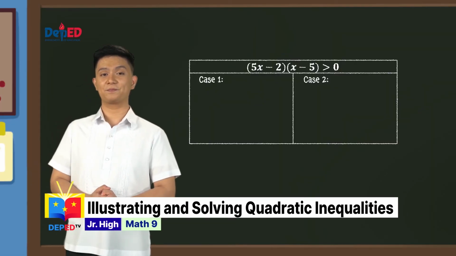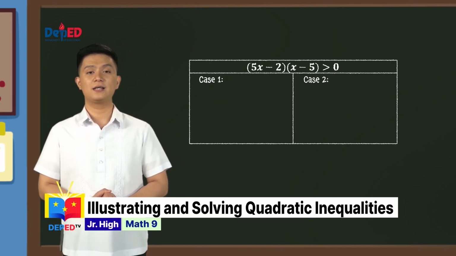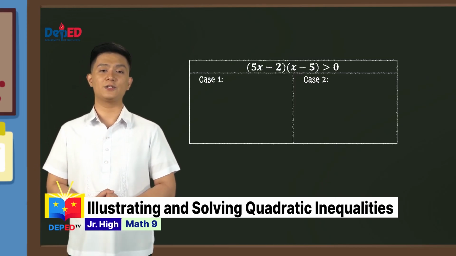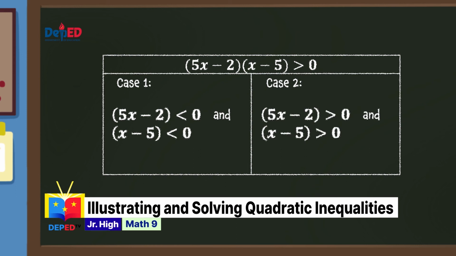And time is up. The product of the values of the two binomials is positive, since greater than 0 simply means positive. Hence, these two values must have the same sign. There are two cases for this. Case 1, 5x minus 2 is less than 0, and x minus 5 is also less than 0, so both are negative. In case 2, 5x minus 2 is greater than 0 and x minus 5 is also greater than 0. So both are positive.